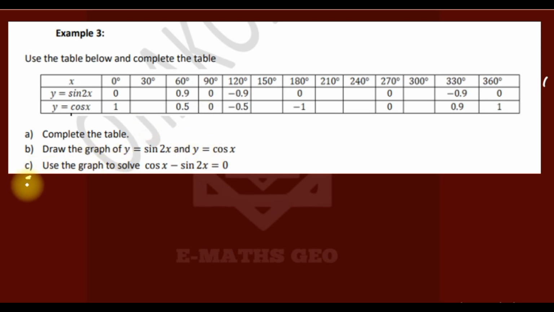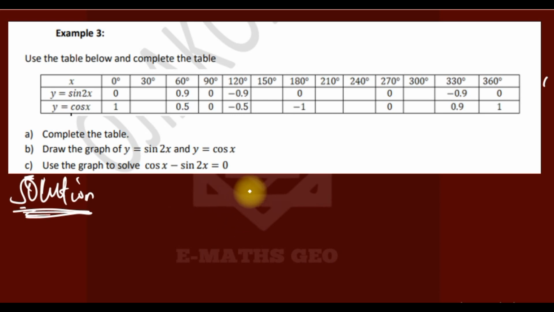So the first thing we have to do is to complete the table, because if you are given a table of values, before we plot the graph, we need to complete the table. Now, how do you do it? We keep on substituting the values of x and y. So I'll just do one. I will paste the complete table to save time.